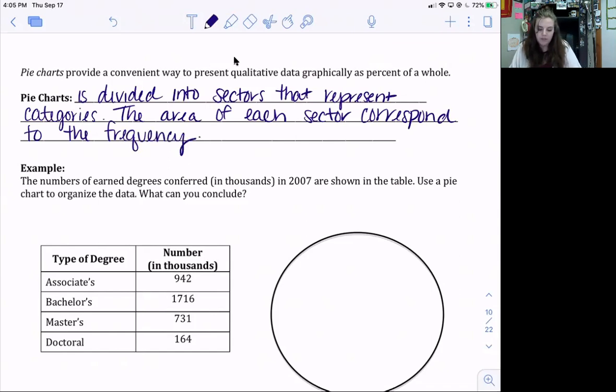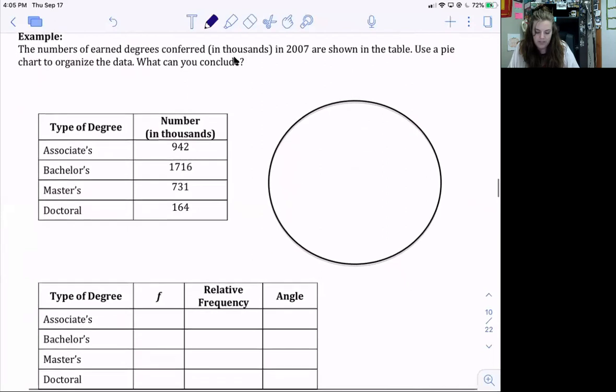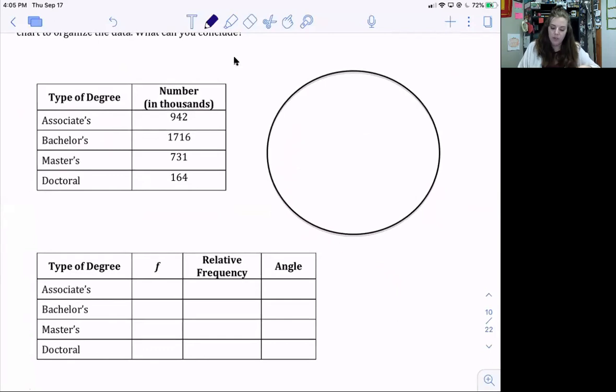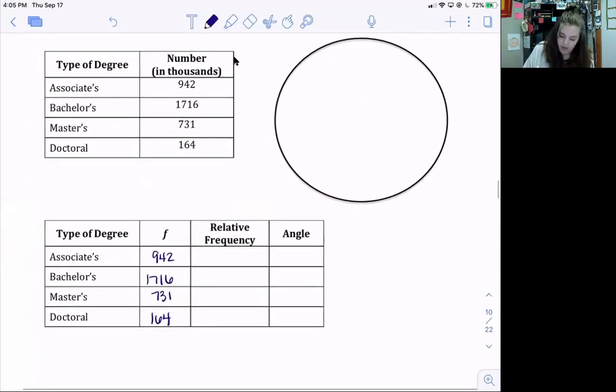Okay, so we have the numbers of earned degrees conferred in thousands in 2007 shown in the table. Use a pie chart to organize the data. Okay, so we're going to make a table that we have down below. We're going to bring down all of our information. So we start off with our frequency. I'm just going to bring all those down from the table. And we want to start off with finding our sample size. So our n, we're going to add up all of our frequencies. We add those all up, we get 3,553.